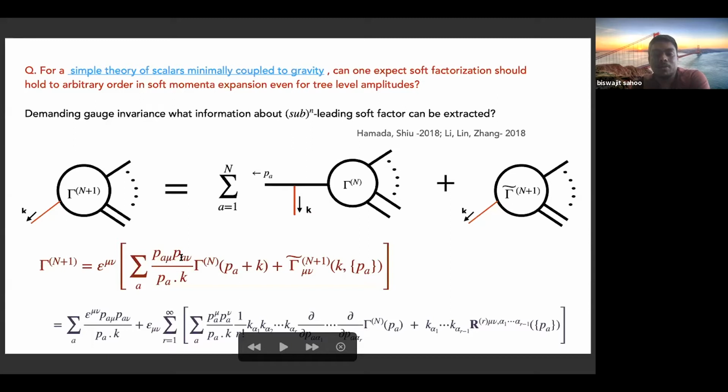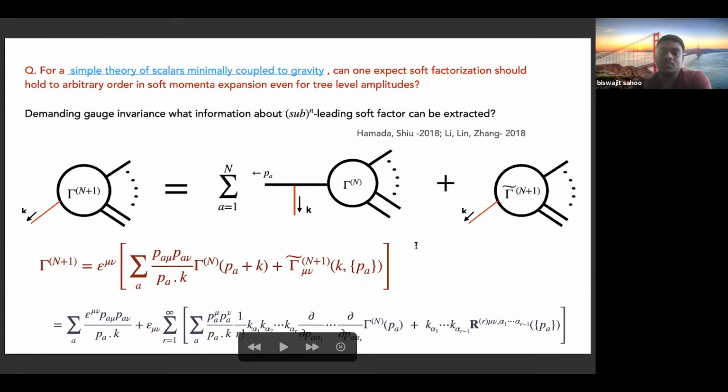So we know that it will contribute like p_a^mu p_a^nu upon p_a dot k. And then we know that this scalar is entering this endpoint function with momenta p_a plus k. So now this is an endpoint function, but one of the momenta is p_a plus k. And the rest of this, gamma tilde n plus 1, we don't know, so this is an unknown function.